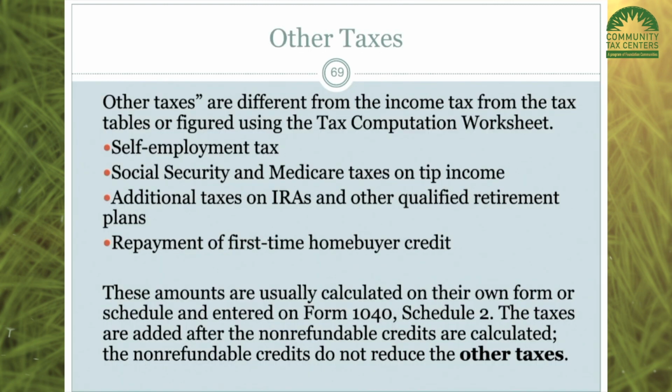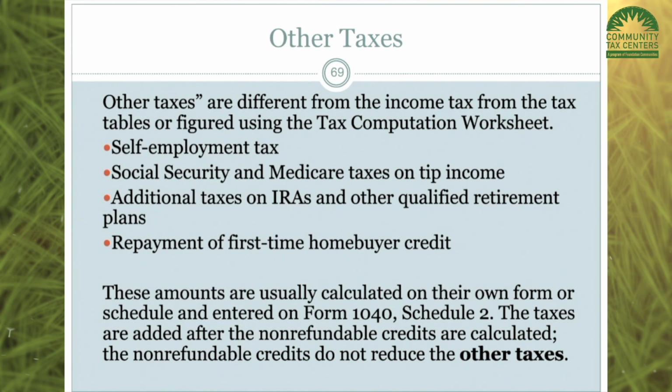So other taxes. These other taxes are different from the income tax from the tax tables, which is figured using the tax computation worksheet. That's what we've talked about so far, and that is what TaxSlayer has computed for us. We have talked about the self-employment tax as we've talked about income and adjustments. So we're going to hit on that again. That's part of other taxes.